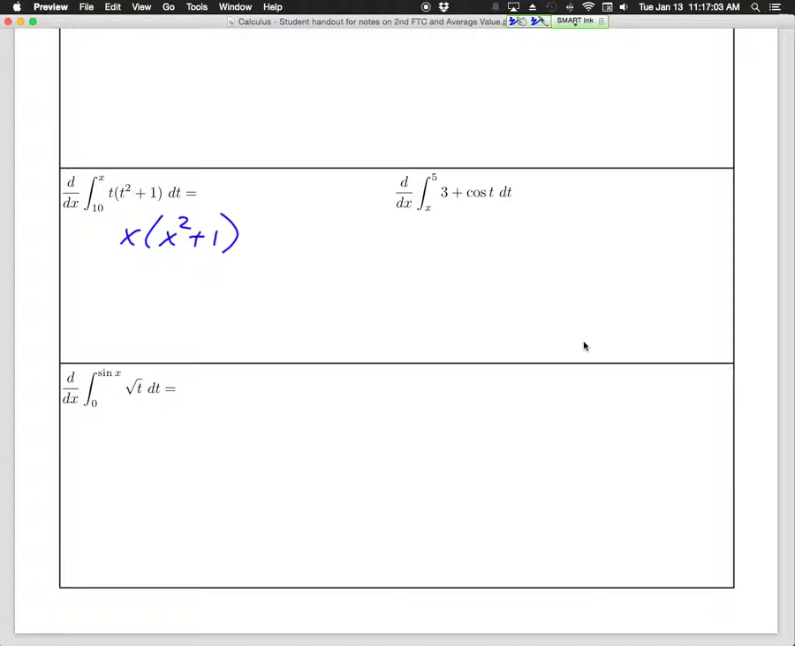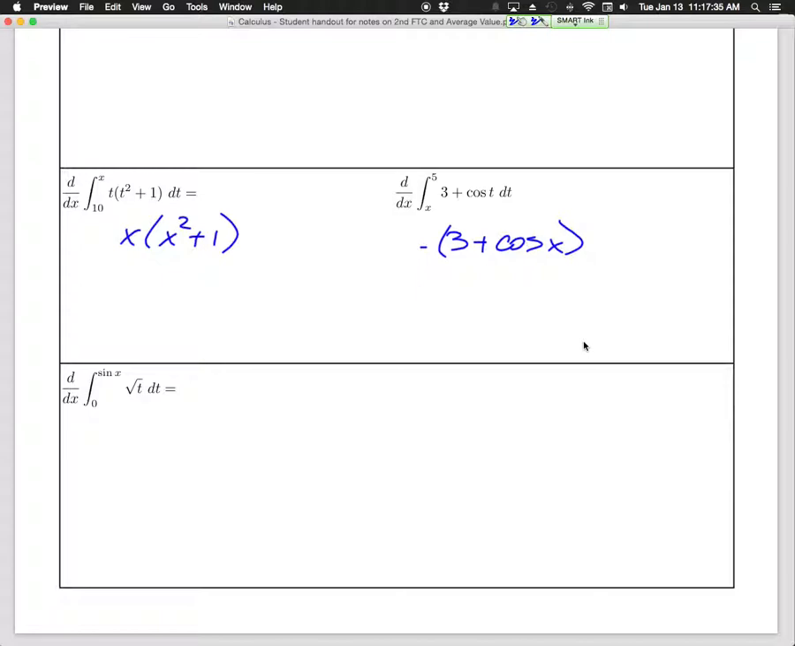Now, what about the second one? The derivative of the integral from x to 5 of 3 plus cosine of t dt. It's 3 plus cosine of x, negative. Why does it make sense to put a negative? Because you have to flip it. Yeah, because I want the x on the top. So if I flip it to move the x on top, I have to change the sign, and then I plug in.